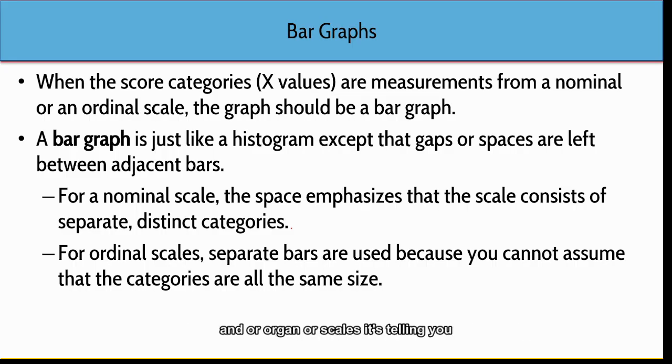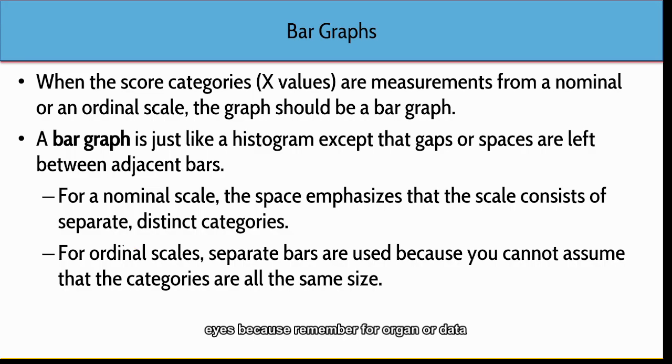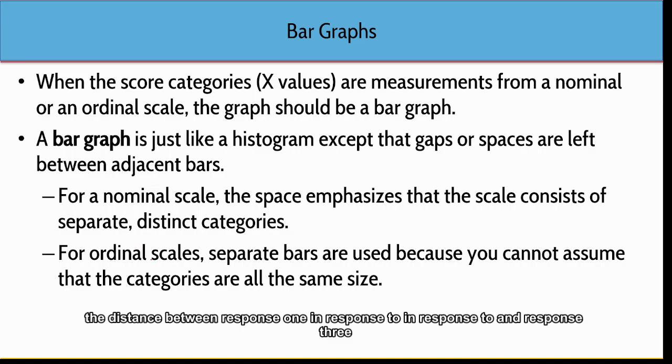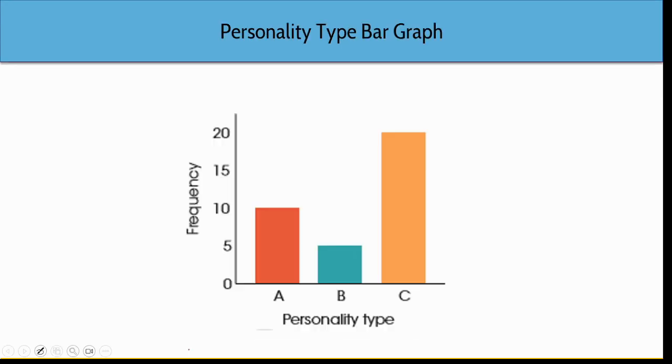And for ordinal scales, it's telling you that I'm using separate bars because I can't assume my categories are all the same size. Because remember, for ordinal data, the distance between response 1 and response 2, and response 2 and response 3, could be different. They're not necessarily equal distances between responses.